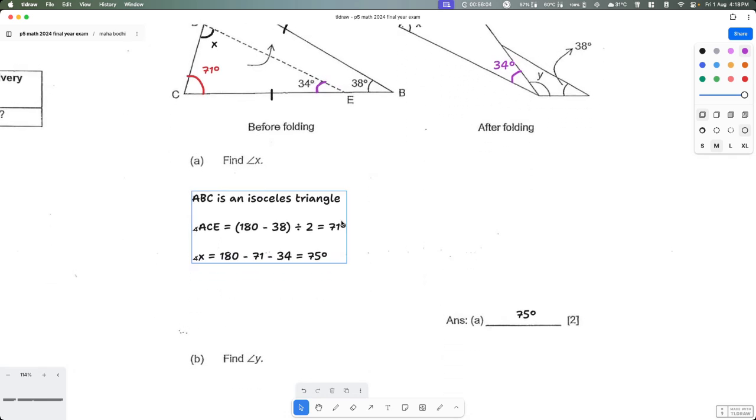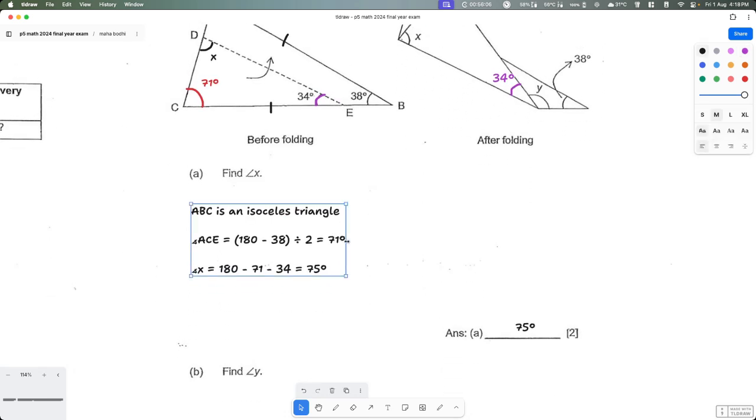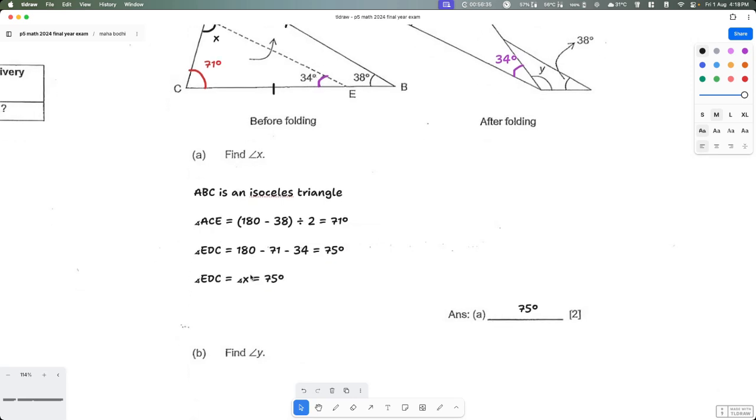All right. So in this case, angle EDC is equal to angle X. So angle EDC is equal to this, which is equal to 75 degrees. Same. All right, let's move on.